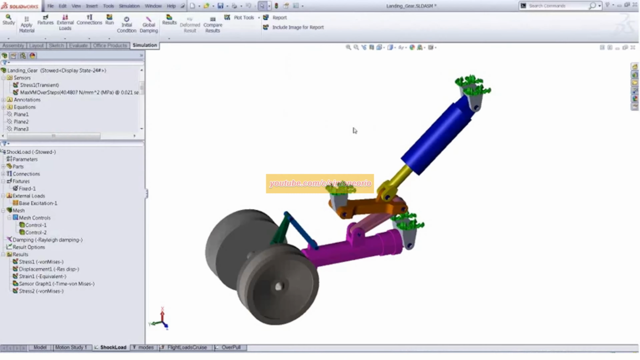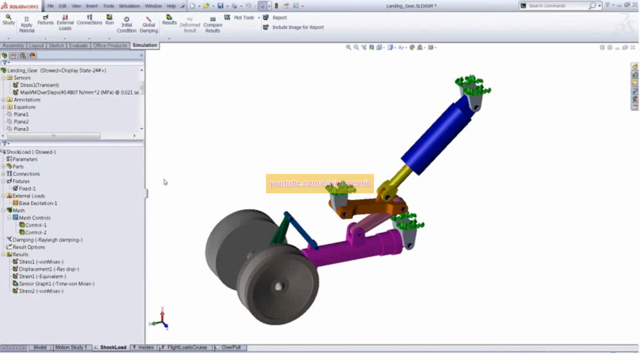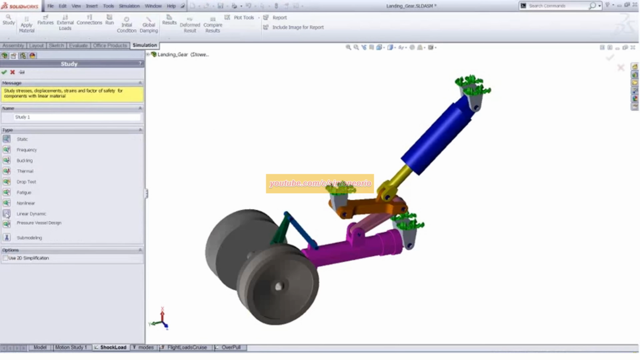So I can reuse all my connectors and fixtures from my other studies. And the way I would begin is I would just start my new study and go down to linear dynamic and choose the type of linear dynamic study. We could do a modal time history, which would be similar to our impulse, but it would be linear material properties, sinusoidal or harmonic waveforms, random vibration, and then response spectrum analysis, which is very often used for military specs.